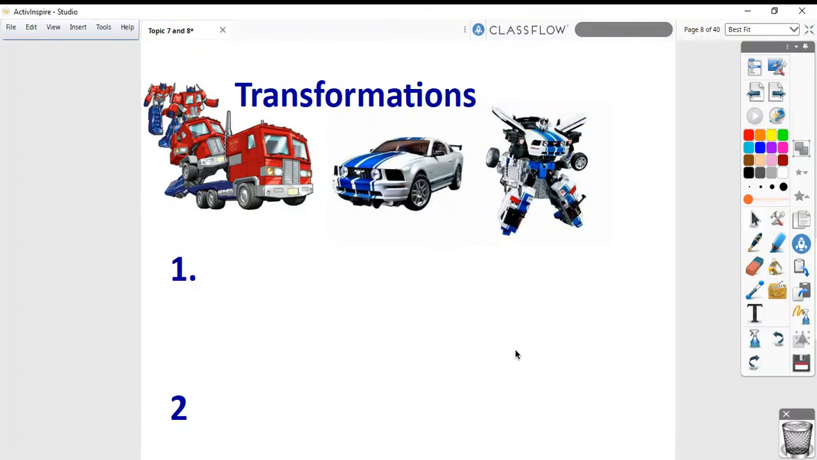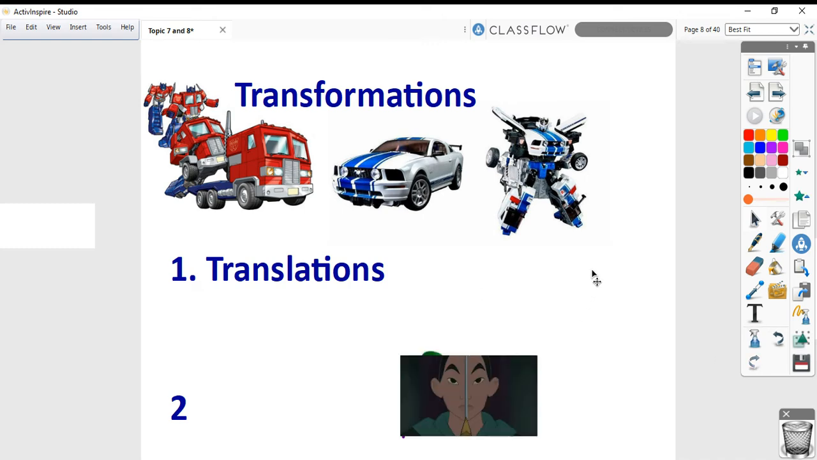All right. Hello, everybody. We're looking at the second section of topic 8 right now. Our topic is talking about transformations. In our previous lesson, we talked about translations. Okay. And that was where you took something that was a slide.